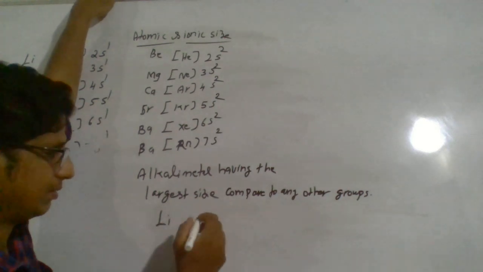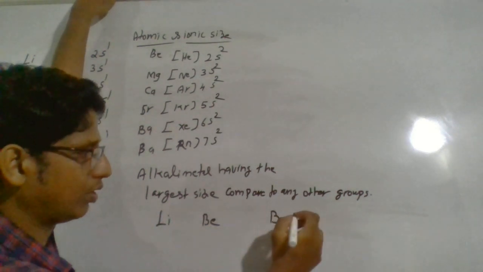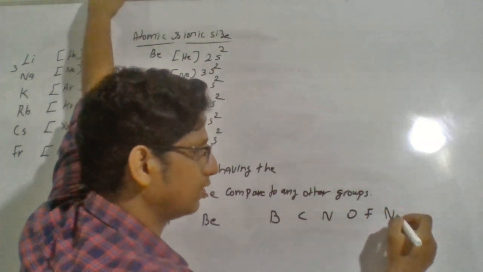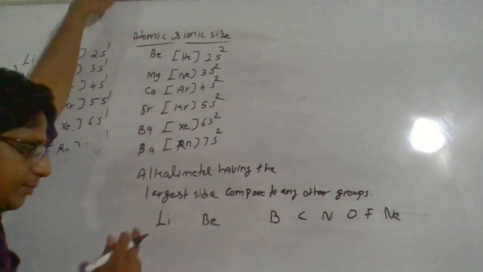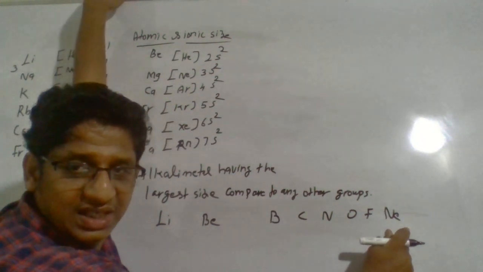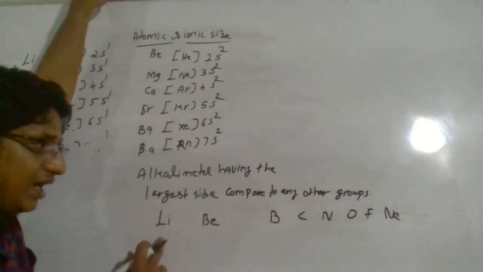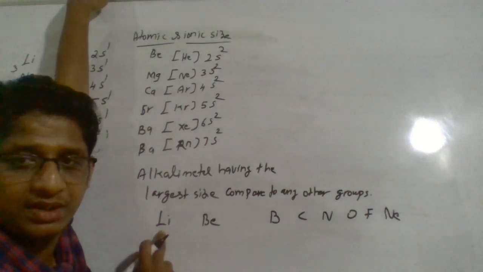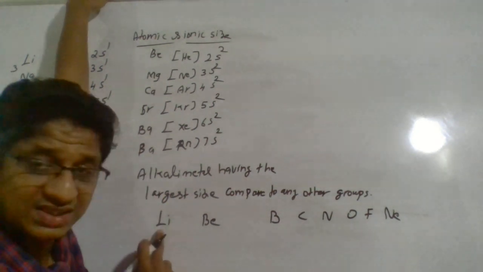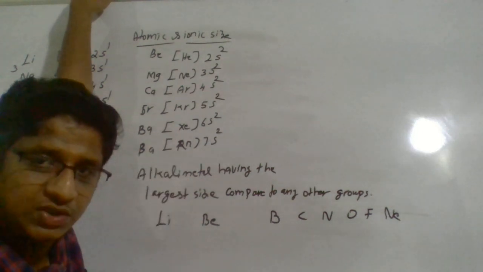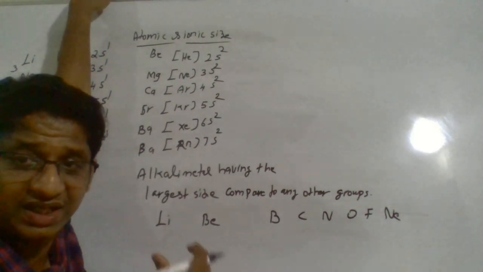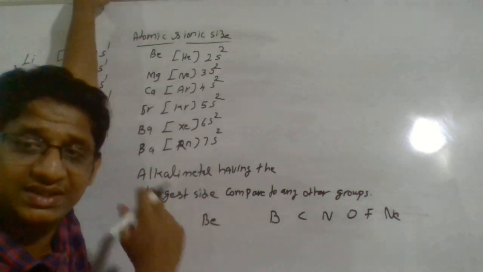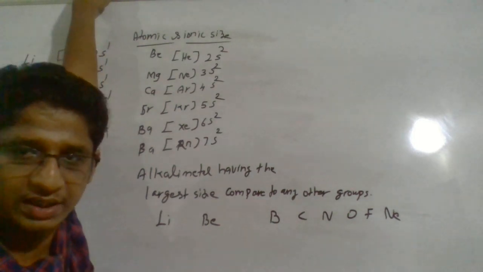Second period elements are lithium, beryllium, boron, carbon, nitrogen, oxygen, fluorine and neon. As we move from left to right, atomic size decreases. So you will see the highest atomic size in a particular period will be the first element. That's nothing but the first group elements, our alkali metals. So first group elements generally represent the highest atomic size in their respective period. In the second period it is lithium, in the third period it is sodium, and it goes on like that.